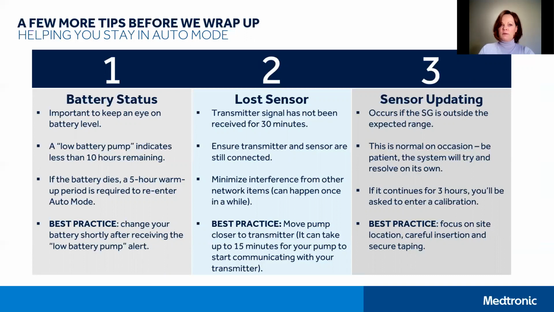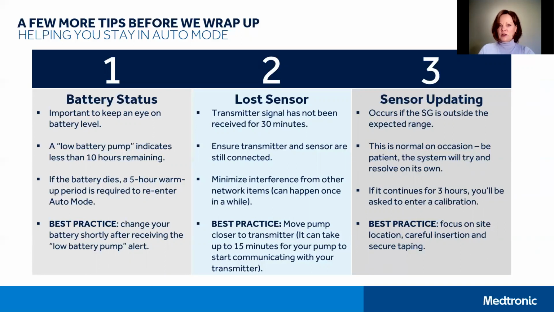This is also an alert that can be generated if there's interference from other network items, which can happen once in a while. When the pump and transmitter do reconnect, and this can take up to 15 minutes, the transmitter is going to send any stored CGM data to the pump, as it holds up to 10 hours worth.